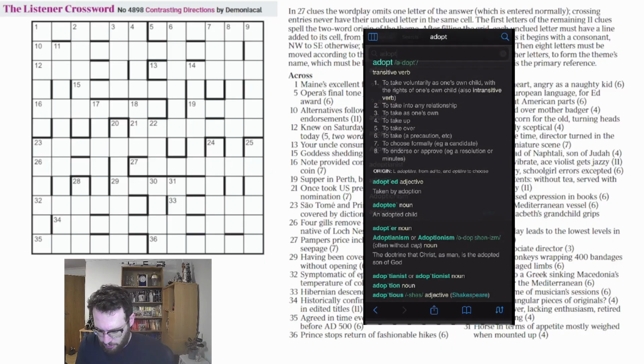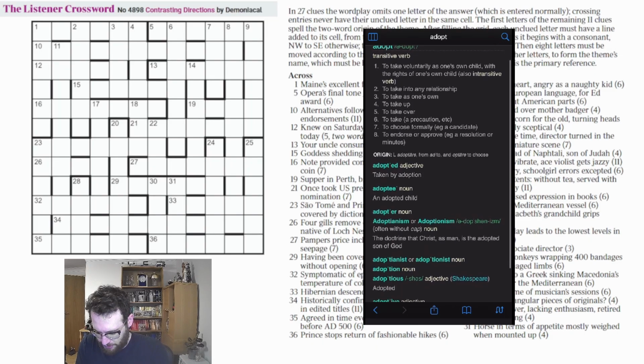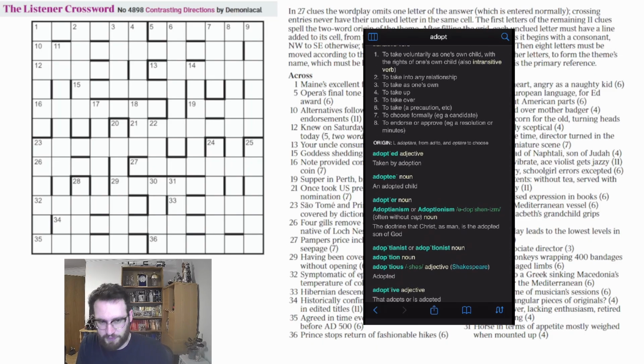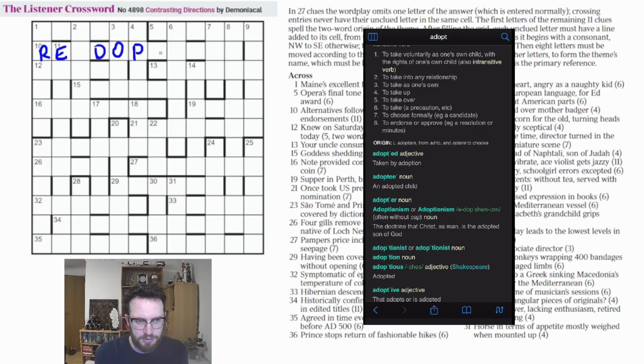Does adopt mean endorse? To endorse or approve, that's the 8th definition there. Okay, I think we've got our first answer. This is readoptions, and I just need to think this through. I'll put that in a sec because we're going to have to keep track of these unclued letters. Readoptions. Maybe I'll just do these in another color.